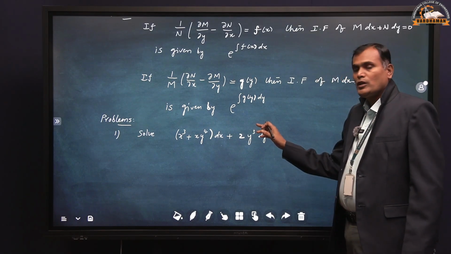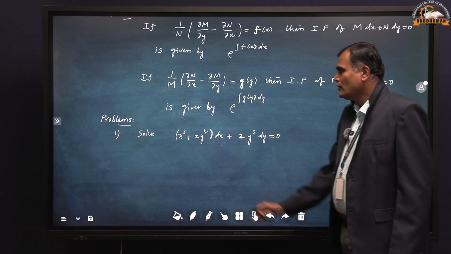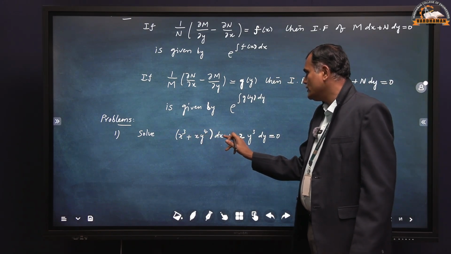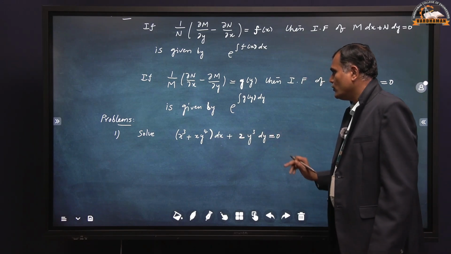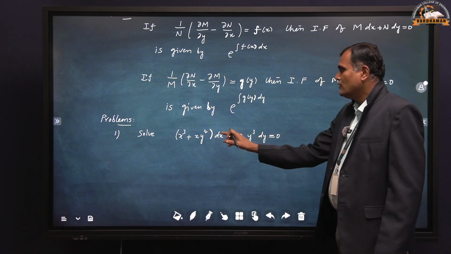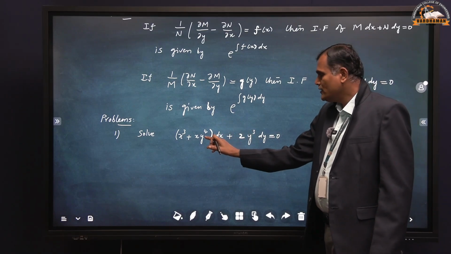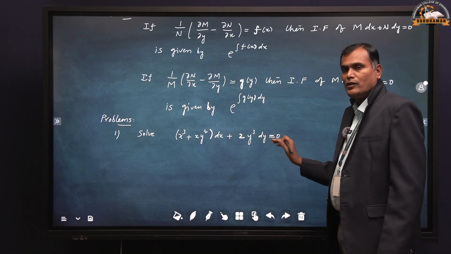Okay, let us discuss one of the problems based on this method. Solve (x cube plus x y power 4) dx plus 2y cube dy equals 0. Now this is a differential equation of first order and first degree, and clearly it is of the form m dx plus n dy equals 0.